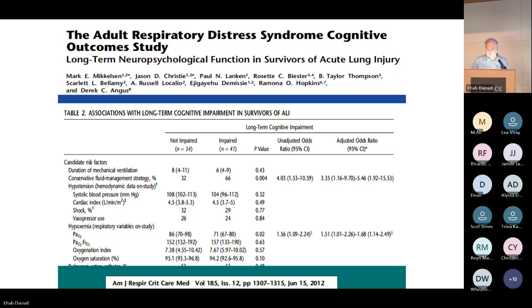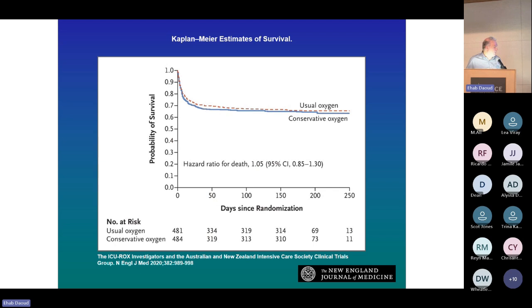Oxygen is not that good for us. Maybe there's some subtle effect. Subsequently, there have been a number of other studies. This is the ICU ROC study, which I was involved with, which showed absolutely no difference when we controlled oxygen therapy in patients during the time the patients were living.